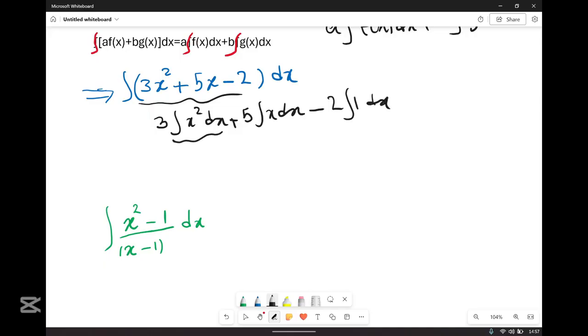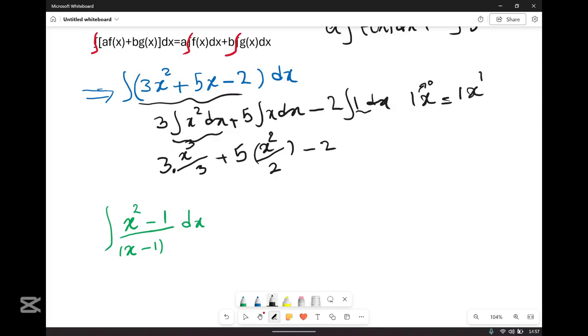If we calculate this, it is x power 3 divided by 3 times 3, plus 5 x power 2 divided by 2, and minus 2, you know, that is 1, exactly 1 x power 0. If we add 1, it is x power 1 divided by 1. Therefore, the answer is minus 2x. But in the last, plus c.